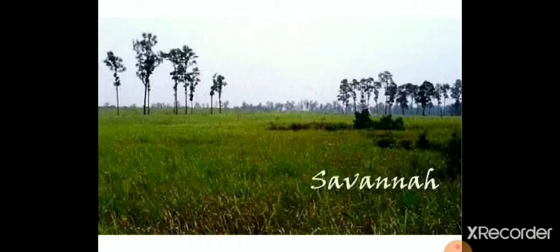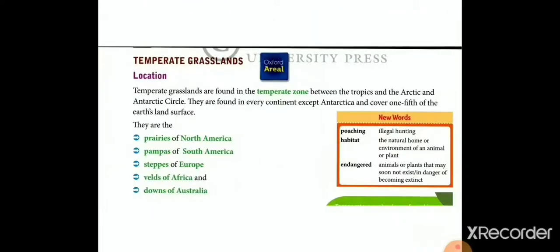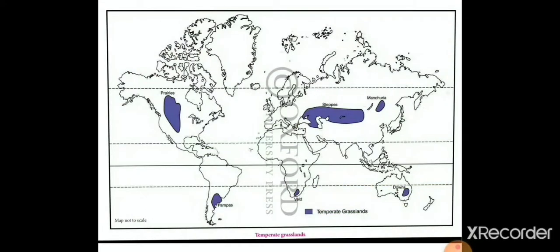Now let us have a look at the location of the temperate grassland. These regions lie between the Tropic of Cancer and Arctic Circle in the northern hemisphere and between the Tropic of Capricorn and Antarctic Circle in the south, and are found in almost all the continents excluding Antarctica. This region covers 1/5 of Earth's land surface.